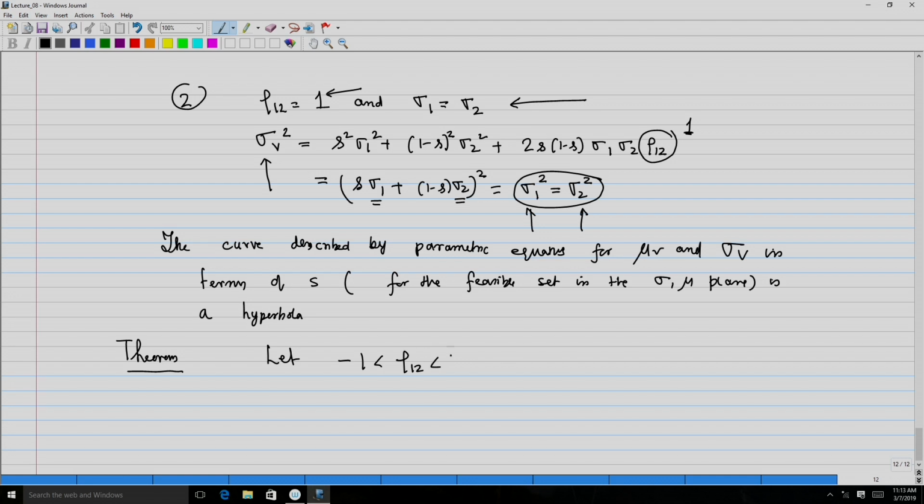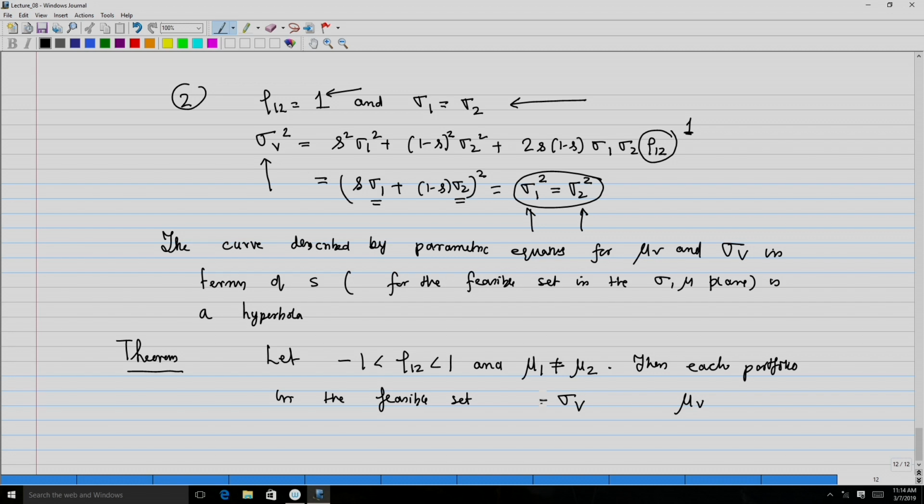Let the correlation coefficient lie strictly between -1 and 1, and let the returns for the two assets be non-identical. Then each portfolio in the feasible set, and by this I mean sigma v and mu v. That means that corresponding to each value of W 1, W 2 or equivalently S and 1 minus S, you will get a corresponding mu v and sigma v.